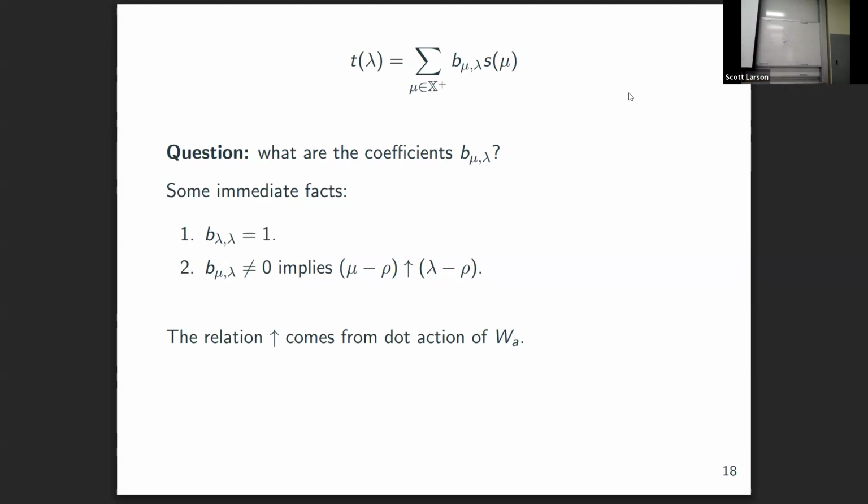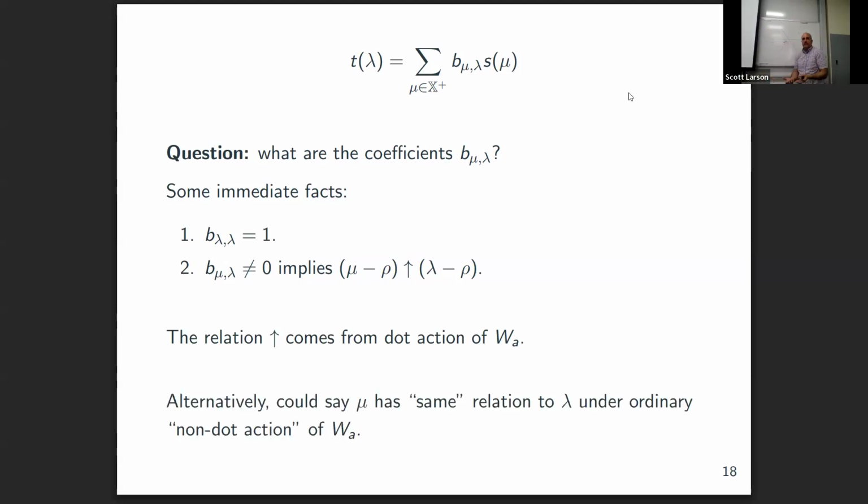But now the dot action just moved everything from acting with 0 as the base point to negative rho. So to say that this is linked to that, you could just as well say mu is somehow linked to lambda, but forget about the dot action. Just do the regular action of the affine Weyl group. So don't do the dot action. We just drop those weights and say that S mu appears with positive multiplicity if mu is upward linked to lambda, but don't shift the walls. Just stay with the original, the basic action of W_A, which is rarely considered.